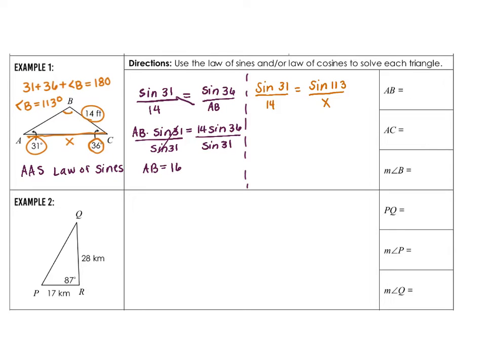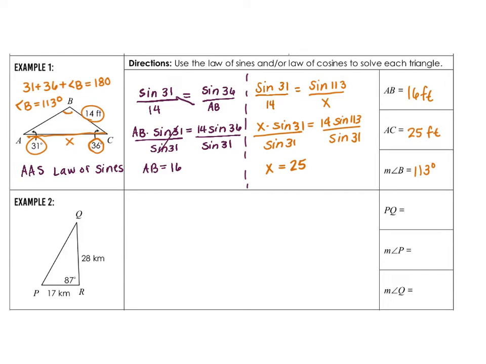And so now we can do our cross multiplication. We can say x times sine of 31 is equal to 14 times sine of 113. And again, divide both sides by sine of 31. And now we see that that side, and I know I called that side x, but that side is going to end up being side AC, is going to be equal to 25. So again, side AB was 16 feet, side AC is 25 feet, and we found angle B to be 113 degrees.